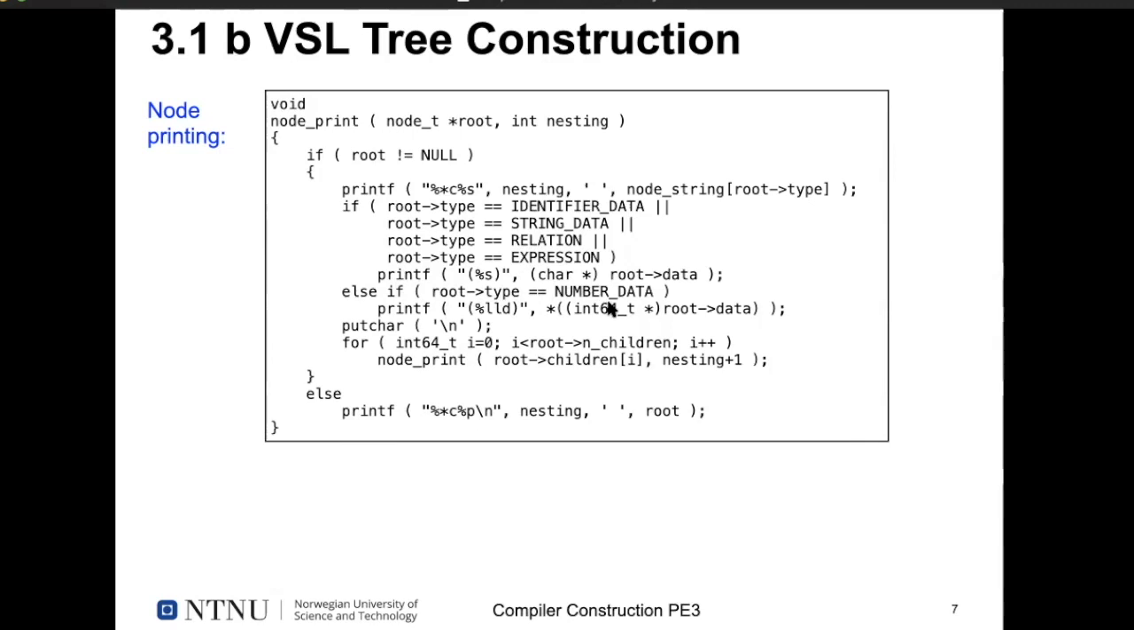If it's a number data, well, we can print it as a number here. So we use a long decimal formatting format string here, and then dereference that data. If we stored it as a number here, then we print a new line, and then we would recursively print all the children of our node. And then, well, if we arrived at null, then, well, it's the end, and that's it.